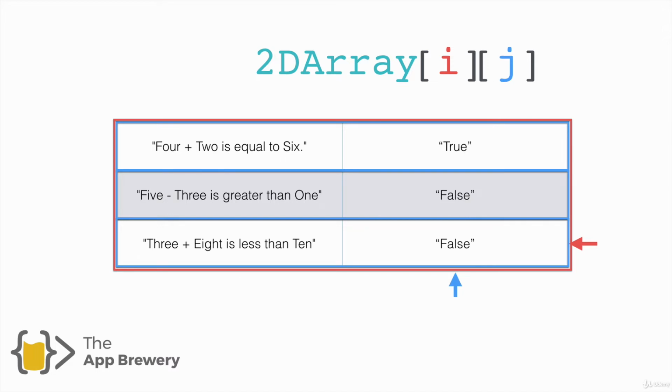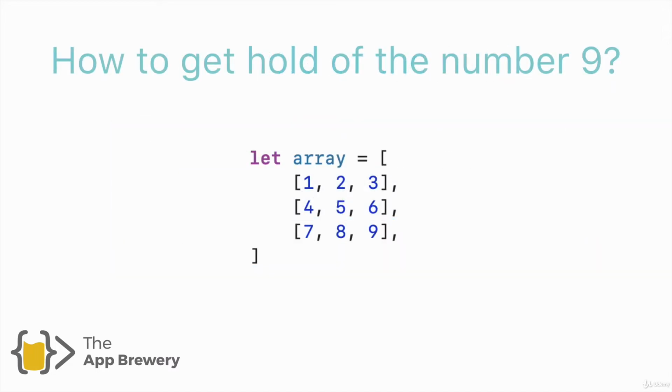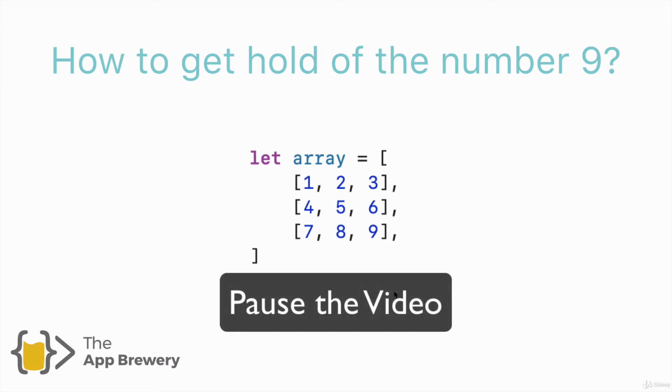So here's a question. If we had a 2D array that looks like this, so we have 1, 2, 3 inside its own array, 4, 5, 6 in its own array, 7, 8, 9, and then these 3 arrays are packaged into another array, well, how do you get hold of the number 9? Pause the video, have a think about that. What would your code look like?